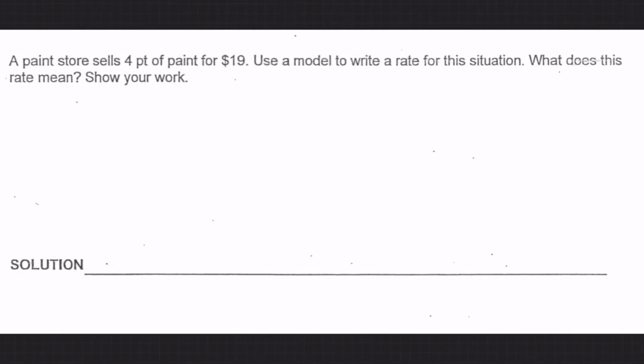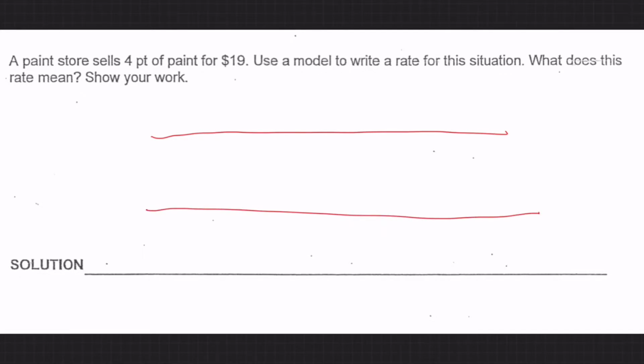A paint store sells 4 pints of paint for $19. Use a model to write a rate for this situation. What does this rate mean? Show your work. Well, we can easily divide $19 by 4 and get the price per pint of paint. But it's asking us to use a model. I'm going to use the double number line in this situation. And here's how the double number line works. We draw a number line on the top and we draw a number line on the bottom. And since we're talking about 4 pints, I'm going to break this up into 4s.